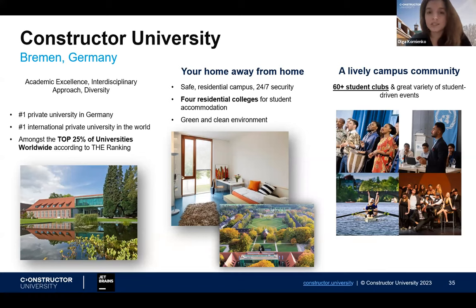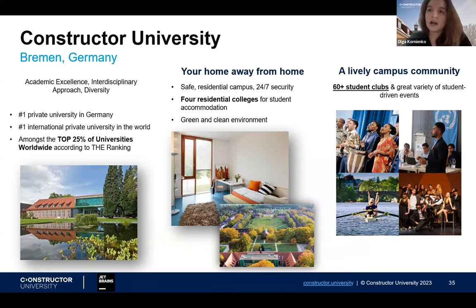Our classes are small and interactive. Professors and lecturers provide an individual approach to all of the students, and especially for this program, Bachelor in Software, Data and Technology, we also have our colleagues from JetBrains who work all the time with the students.